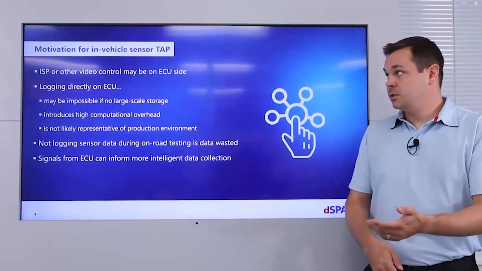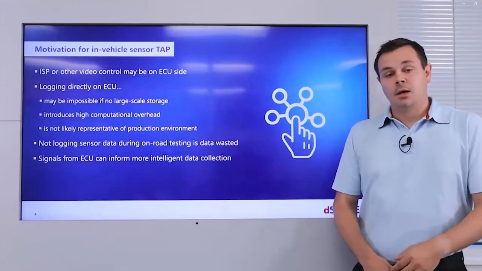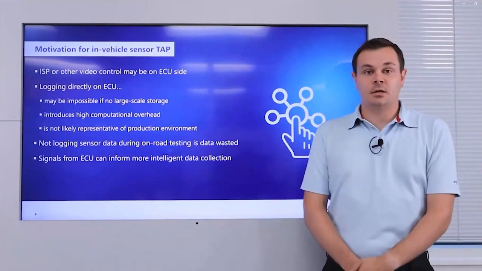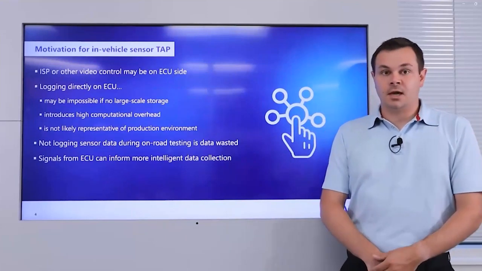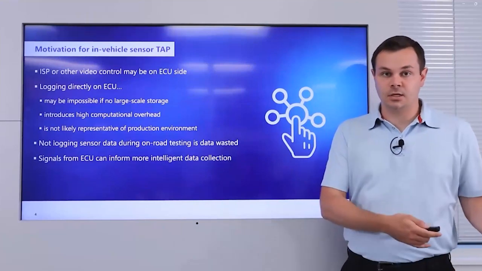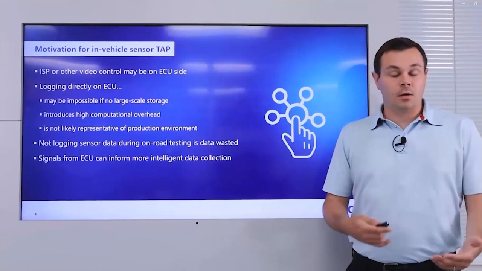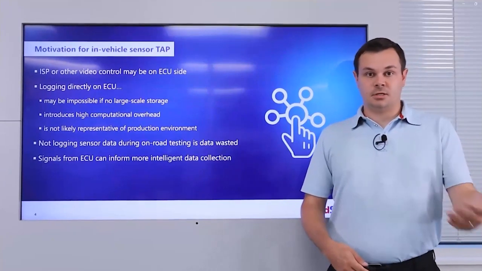And the final reason we might want to do in-vehicle sensor tap is going to be because we can actually do more intelligent data logging by connecting the ECU. We might be able to use something like a confidence threshold or some failure conditions on the ECU to actually trigger data logging, so that we're not logging all the time, but only logging when we have some sensor data that's particularly interesting.